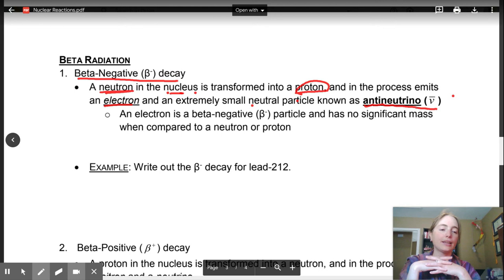I'm going to pause here for a little sec, and we're going to talk a little bit about neutrinos and antineutrinos, and we're going to talk a little bit about antimatter. Antimatter is not just a science fiction thing.